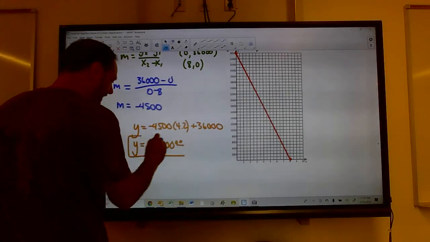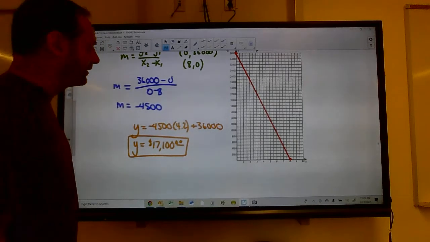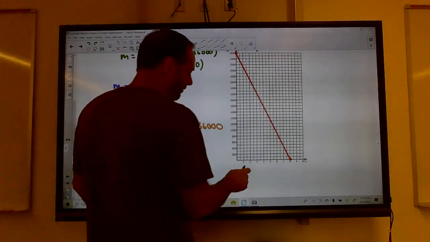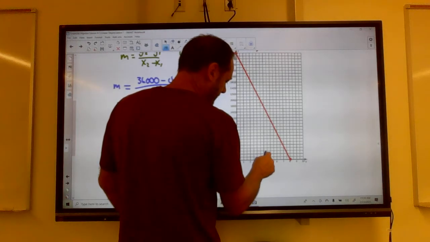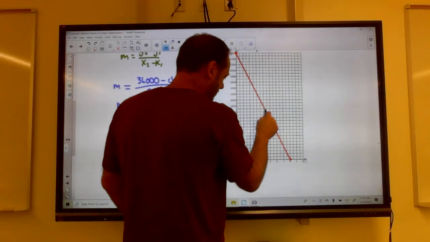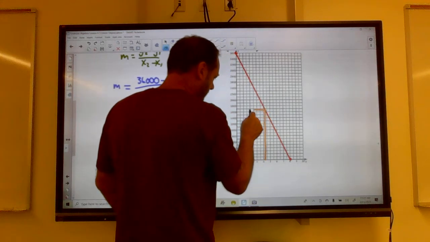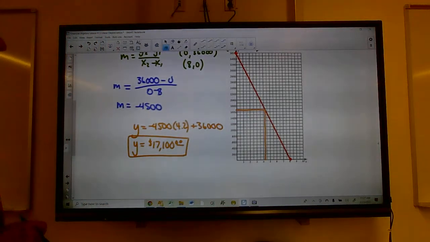Okay, now what I do like graphs for is once you have the answer, you can check to see if you're reasonable or not. So if I go to 4.2 years, that's right about there. And I follow this up to right there. And I go over here. I'm in the ballpark. Definitely in the ballpark. Okay, so I'm feeling pretty good about my answer.